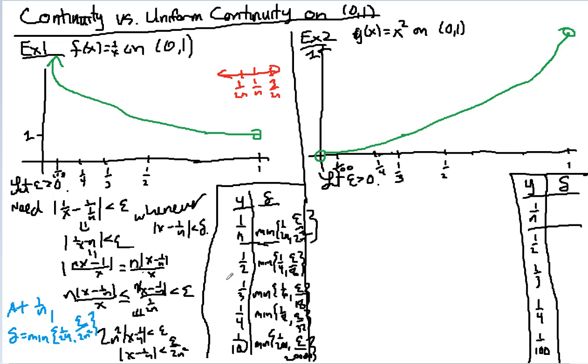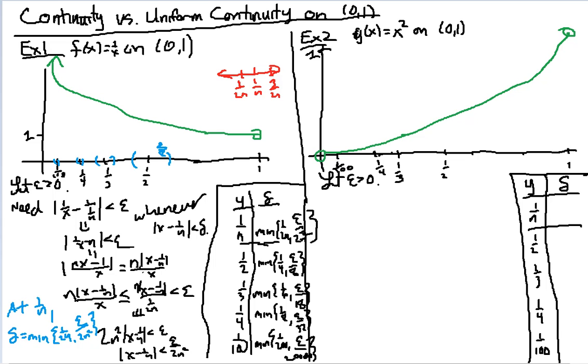Which means that at 1/2, delta has to be between a minimum of 1/4 and epsilon over 8. So basically I get, this might be like epsilon over 8, because if epsilon's really small, then epsilon over 8 is going to be smaller. At 1/3, I get epsilon over 18, which is quite a bit smaller. At 1/4, I get epsilon over 32, which is quite a bit smaller. And at 100, I get something ridiculously small. So I start with a big interval, smaller, smaller, smaller.